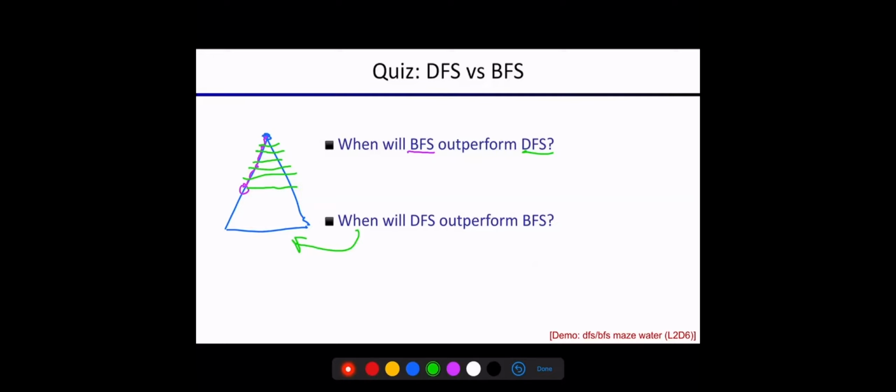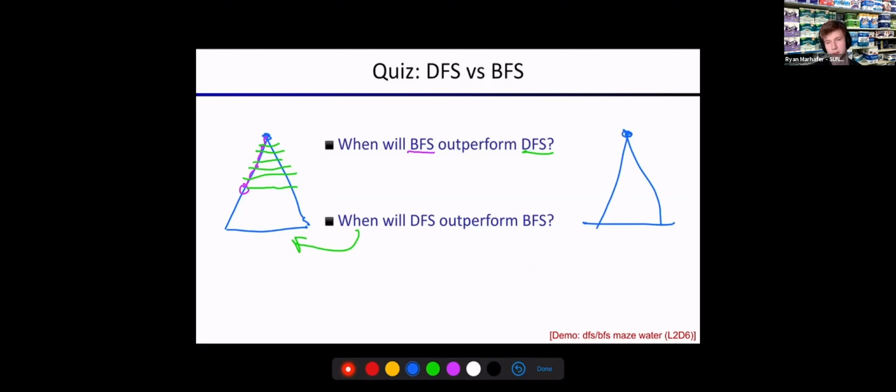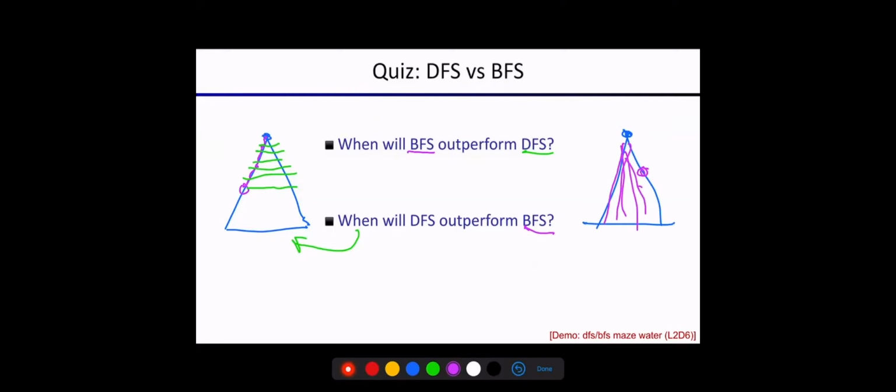How would we draw the example for the other case? Where would you place the goal? The goal would be in the top right, somewhere over here. Okay, that's exactly right. Because then BFS would perform all this, so it would take too long, whereas depth first search would reach it in a few steps. So this is the case. Thank you very much for clarifying.